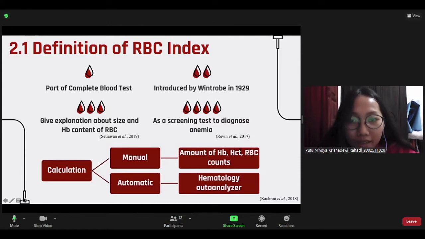RBC index examination is used as a screening test to diagnose anemia and determine anemia based on its morphology. RBC index can be calculated by two methods. They are manual and automatic. To calculate the RBC index manually, we have to know about the amount of hemoglobin, hematocrit, and red blood cell counts. Meanwhile, to calculate the RBC index automatically, we can use hematology autoanalyzer. Next.